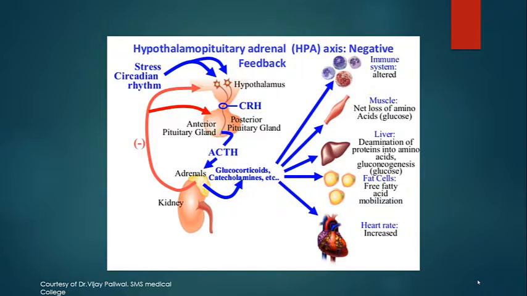In the heart, it can increase the heart rate, contractility, and stroke volume as well. It also has an effect on the fat cells, where fatty acids will be mobilized. The liver has an effect on gluconeogenesis, and deamination of protein will aid in this gluconeogenesis. The same thing happens with the muscles, but also most importantly with the immune system, which can be altered. The steroids stimulate anti-inflammatory cytokine production and inhibit the pro-inflammatory cytokines.